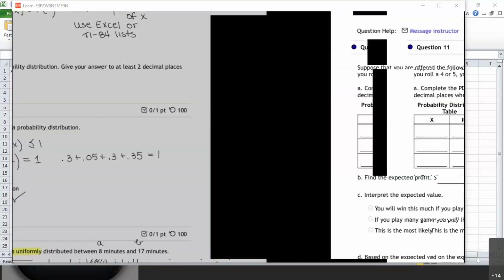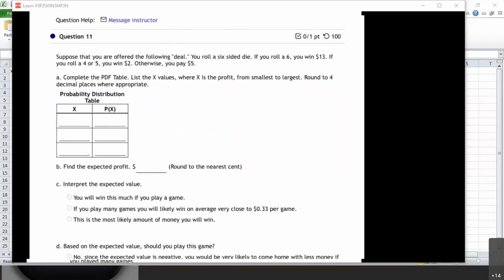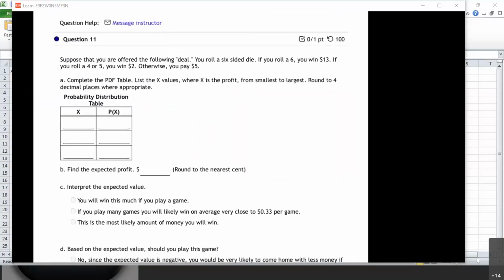Okay, let's take a look at the next one. Right here, looks like we're building a probability distribution. Let's try that. Suppose you're offered the following deal. You roll a 6-sided die. If you roll a 6, you win 13 bucks. If you roll a 4 or a 5, you win $2. Otherwise, you pay $5. So basically, it doesn't seem like I'm paying to play.